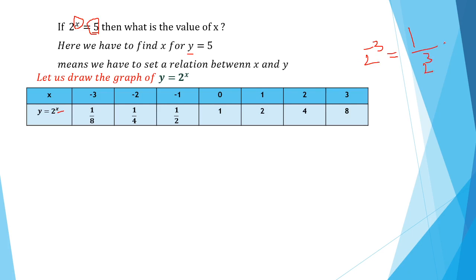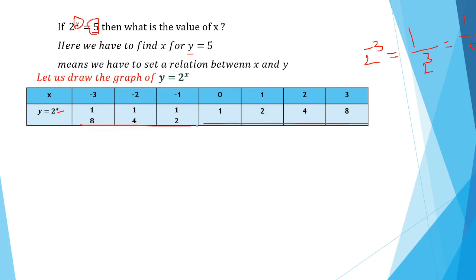Means 1 by 2 cube value is 8. Like this we can find out. This is 1 by 8 for x equal to minus 3. Similarly, for minus 2, if you put minus 2 here, you get 1 by 4. And if you put minus 1 here, 2 power minus 1, then the value is 1 by 2.